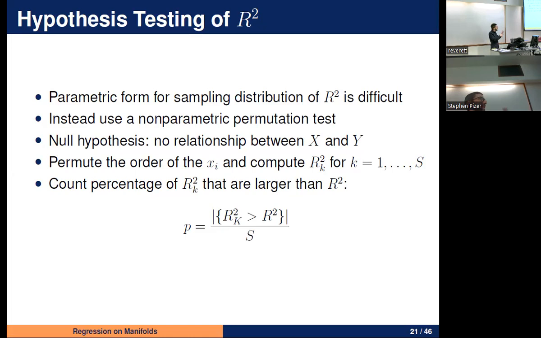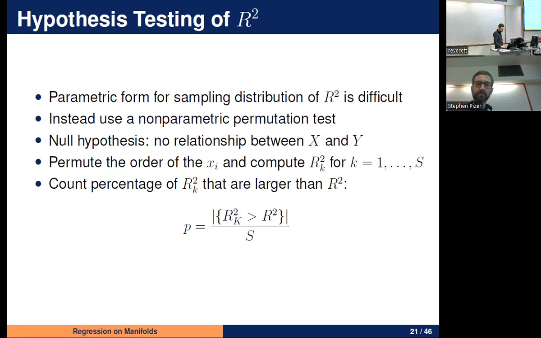And so what we're going to do is look at the scrambled-order relationship between the x and y, compute geodesic regression every time, and compute the R squared. And then the standard permutation test trick is we count the number of times that the scrambled orders give me a larger R squared than the true ordering of my data, and divide by S, the number of permutations. Of course, if there really is a relationship and the null hypothesis is not true, then it should be very hard to get a stronger R squared than the correct ordering of your x and y values. And that's our idea.